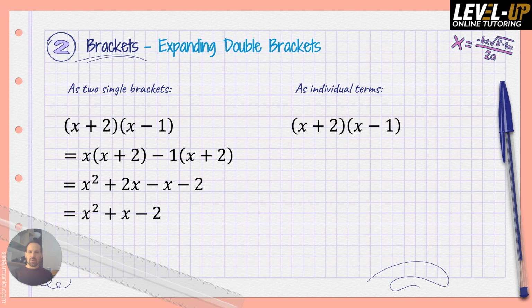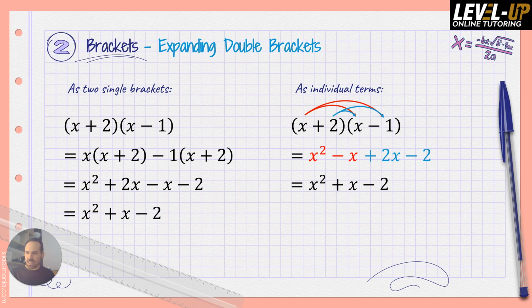So if we had the same example again, it's like you're taking each term in one bracket and you multiply it through every term in the other bracket. So first of all, we'd have x times the x and times the minus x to get x squared minus x. Then we'd do the plus 2 times the x and the minus 1 to get plus 2x minus 2. And again, we collect together the like terms of minus x and 2x. And you see we get the same answer, which we should because it's essentially doing the same thing.